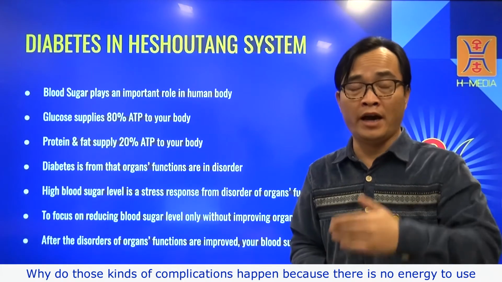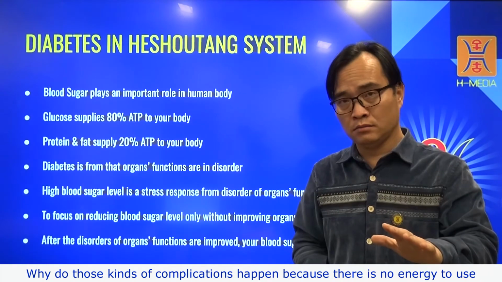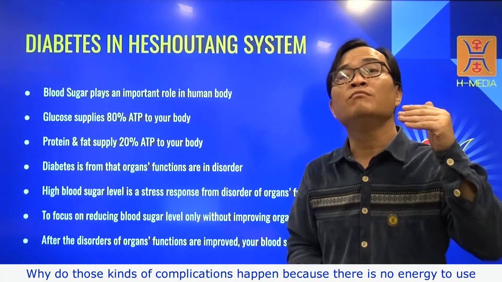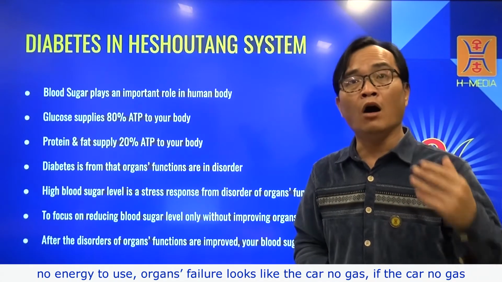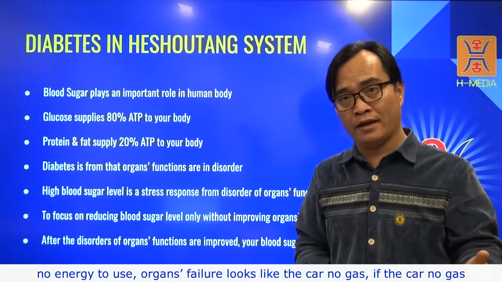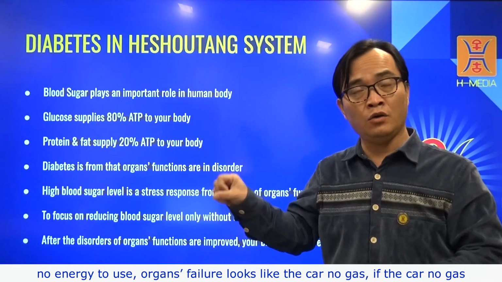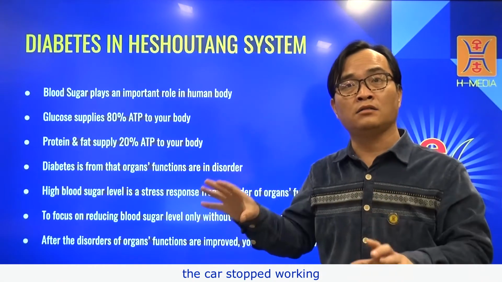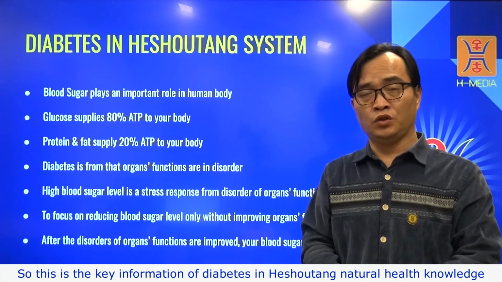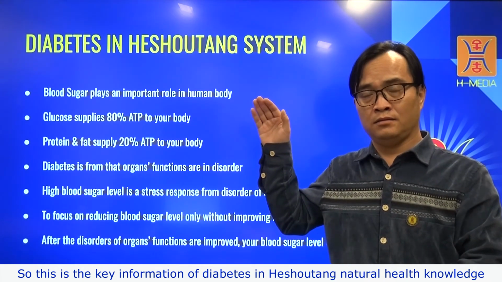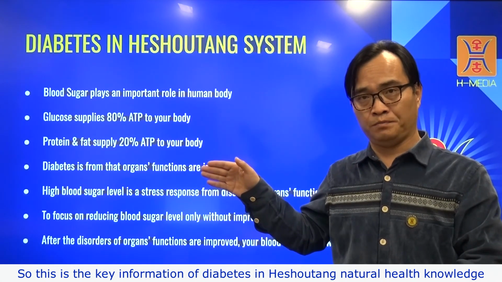Why do those kinds of complications happen? Because there is no energy to use. No energy to use, organ failure. It looks like a car with no gas. If the car has no gas, the car stops working. So this is the key information about diabetes in Heshoutang natural health knowledge.